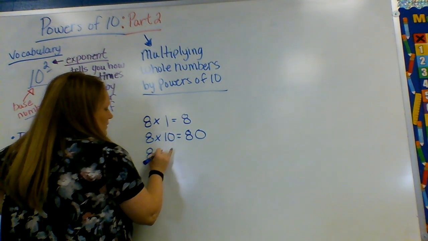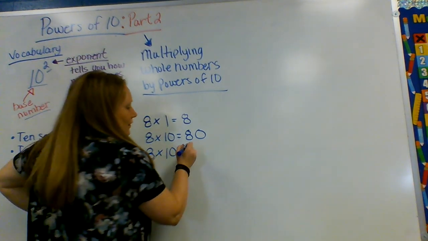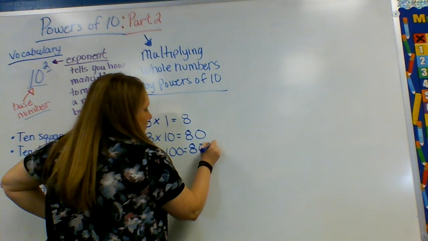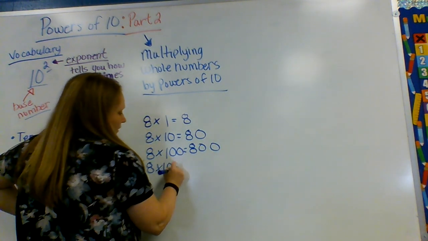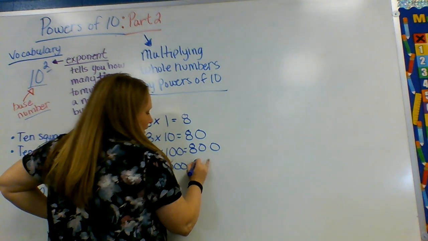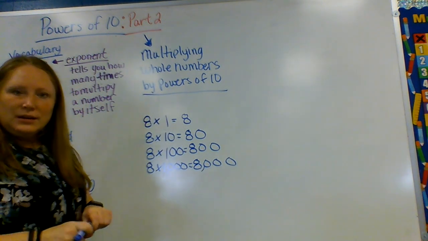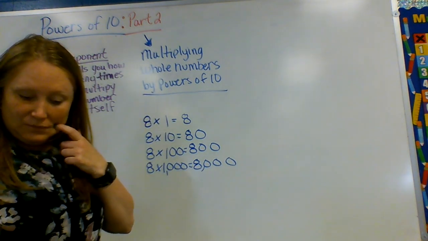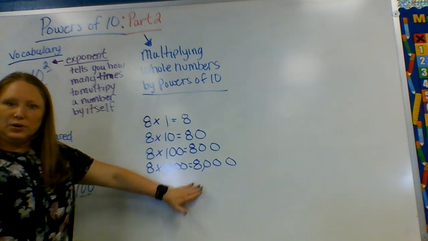What's 8 times 100? What's that equal? 800. What's 8 times 1,000? You got it. That is 8,000. Now, here's my first question. But before we answer this first question, please write that down. Very important that you write that down.